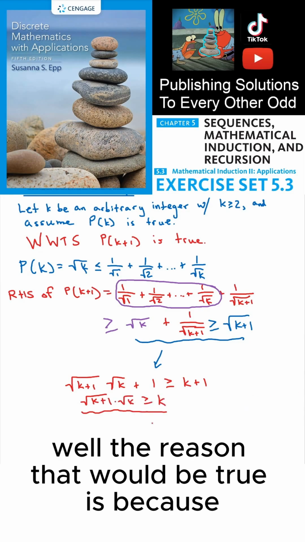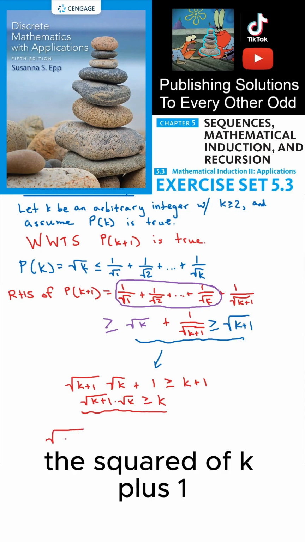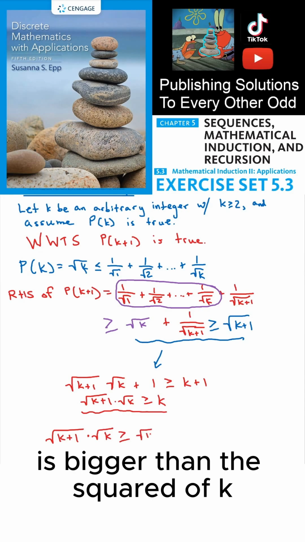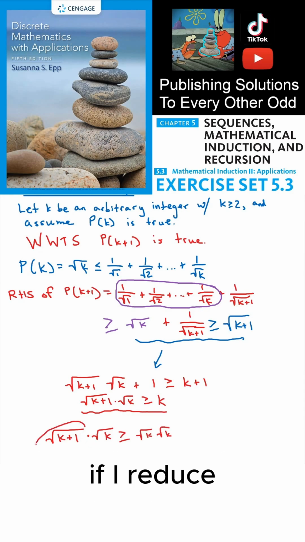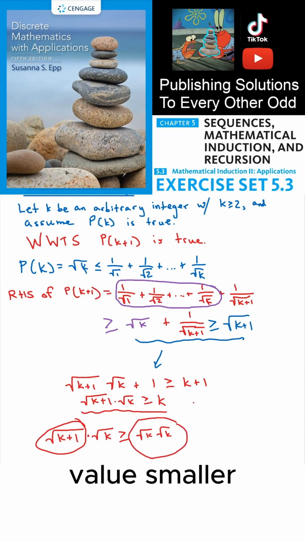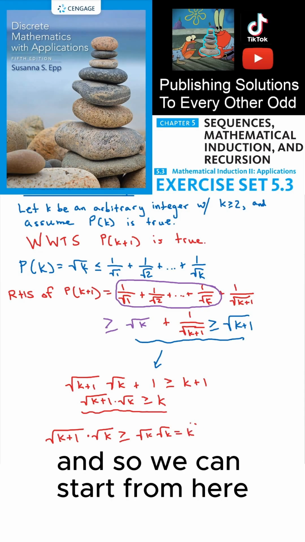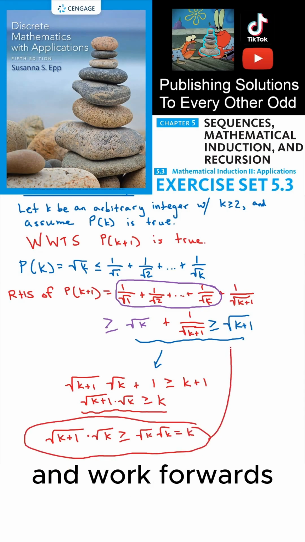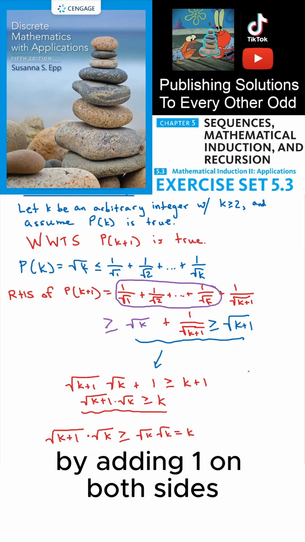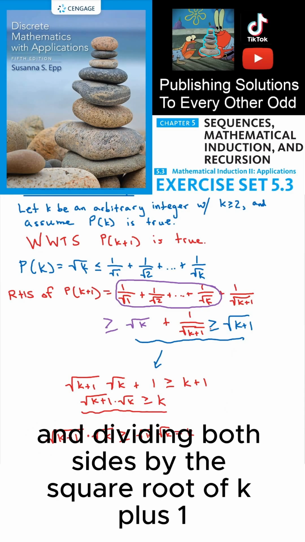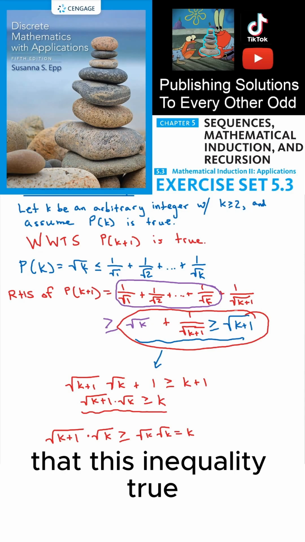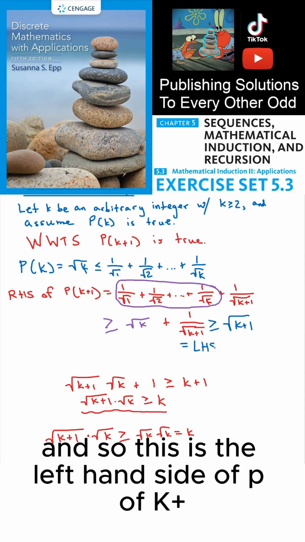Now, why would that be true? Well, the reason that would be true is because the square root of k plus 1 times the square root of k is bigger than the square root of k times the square root of k. If I reduce this value here, then it's going to make the overall value smaller, and this is equal to k. So we can start from here and work forwards to the conclusion by adding 1 on both sides and dividing both sides by the square root of k plus 1. And this would imply that this inequality is true. And so this is the left-hand side of P of k plus 1.